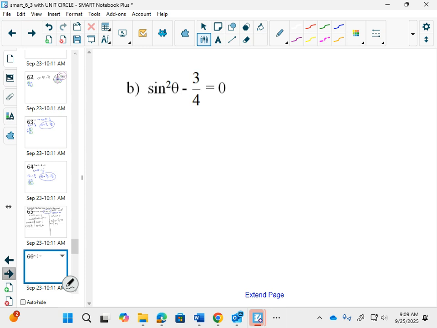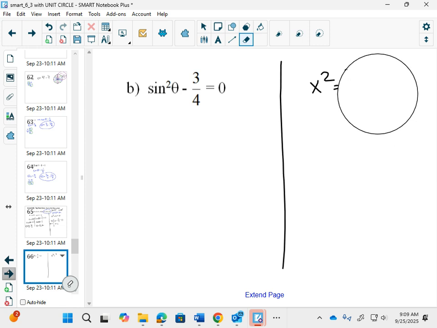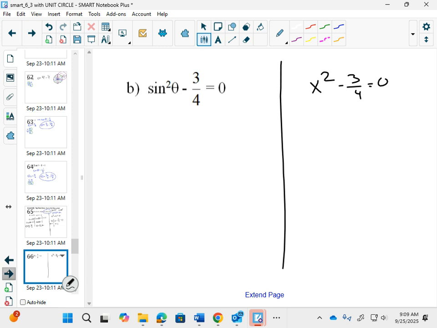Sine squared equals 3 over 4. If you're stuck and don't know how to solve it, just think, what would you do if it was just an x and you had to solve for x? You would get the 3 over 4 on the other side and square root both sides. If you can think what you would do with the x, we'll do the same thing when it's sine squared, cos squared, tan squared.